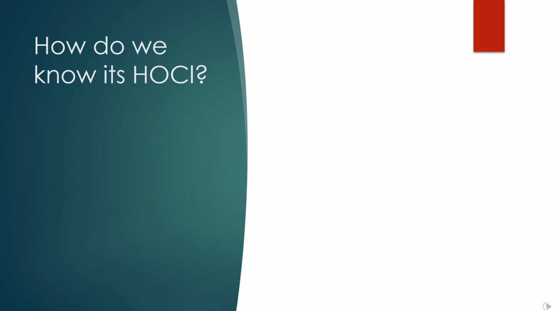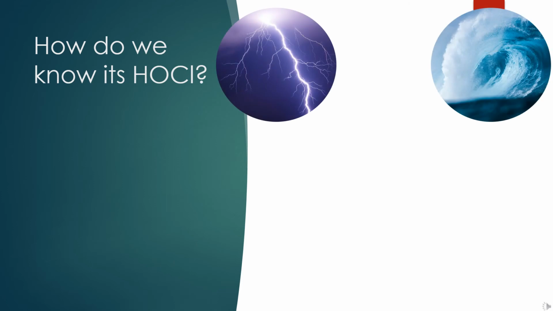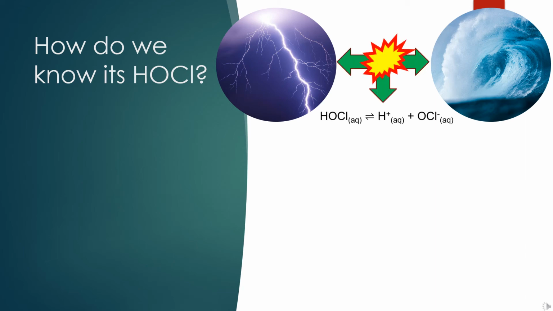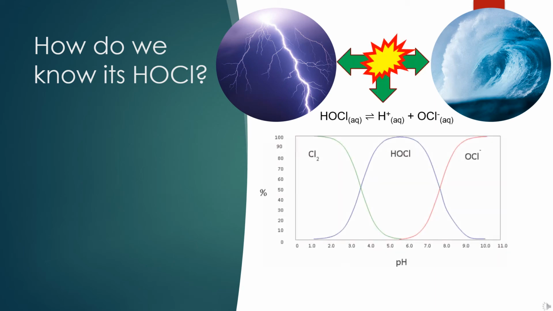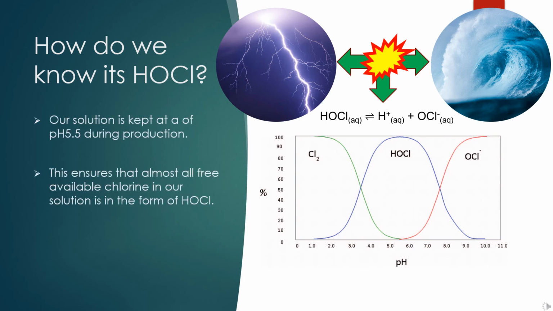But how do we guarantee our solution is HOCl and not hypochlorite ions? For the production of HOCl, the only requirements are salt water and a small electric current, no more than what is needed for a typical household appliance. To stabilize the free chlorine in the form of HOCl, we ensure our solution is produced at a pH of approximately 5.5. As shown on this graph, at 5.5, almost 100% of free chlorine in our solution is found in the form of HOCl, ensuring our solution remains as efficacious and efficient as possible.